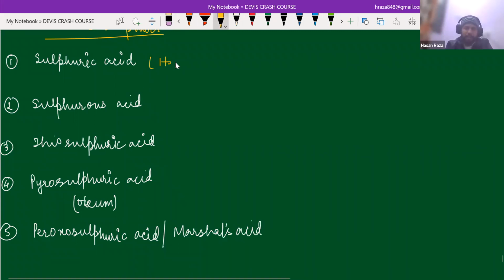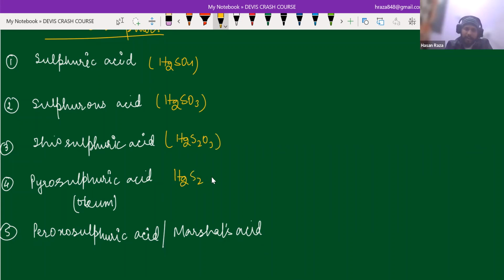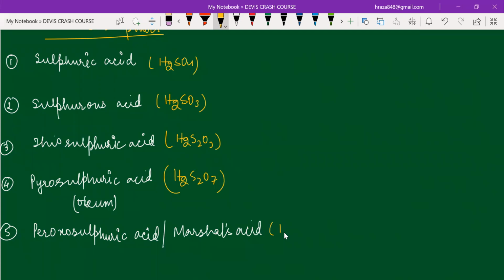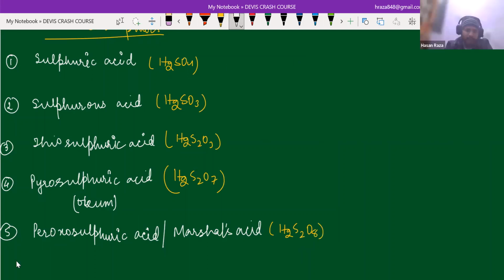You know that sulfuric acid has the formula H2SO4, and sulfurous acid has the formula H2SO3. Thiosulfuric acid has the formula H2S2O3. Pyrosulfuric acid, oleum, has the formula H2S2O7. And then comes peroxosulfuric acid, or Marshall's acid, which has the formula H2S2O8. And then comes your Caro's acid that I told you right now. Its formula is H2SO5.